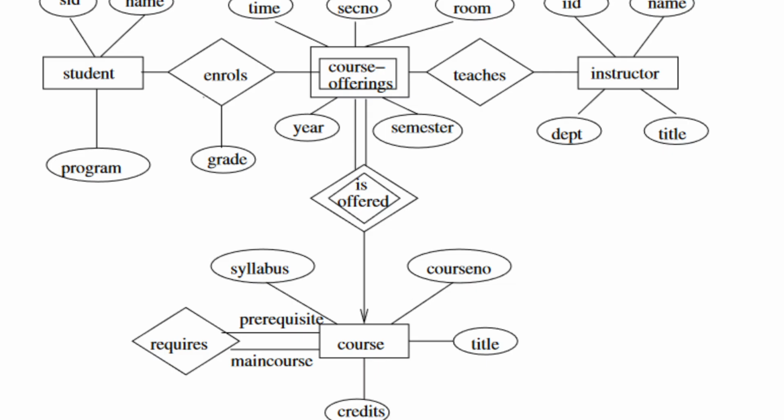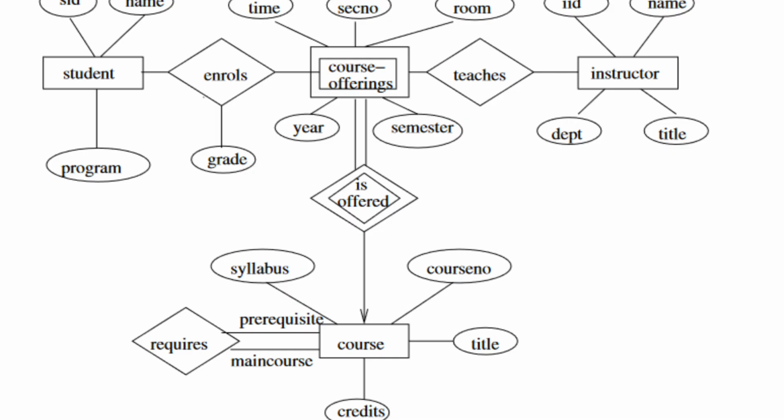And finally, an example of a university database. This consists of four entities called student, course offerings, instructor, and courses. Each entity has different types of attributes, like the student has student ID, name, and program, whereas the instructor has ID, name, department, and title. Similarly, the course has different attributes, and course offerings has different attributes.